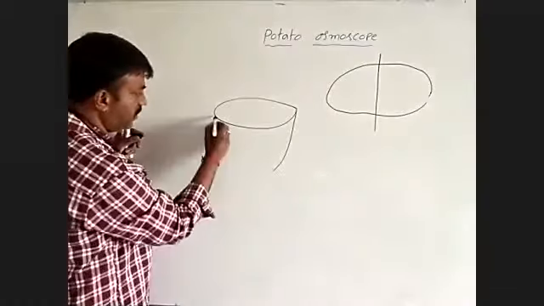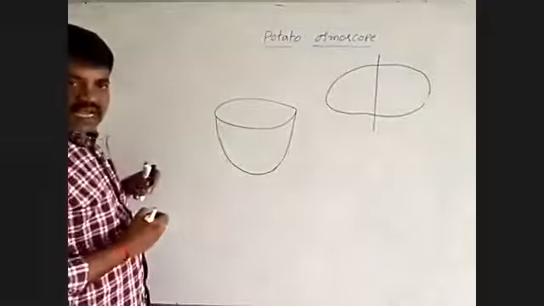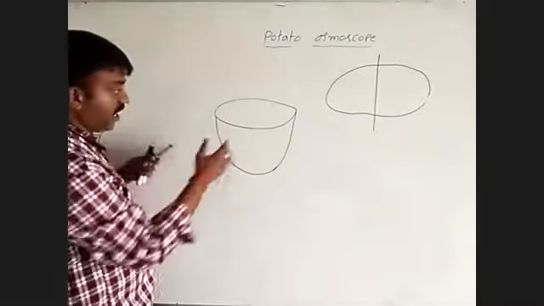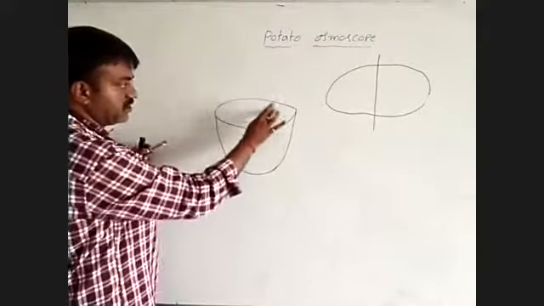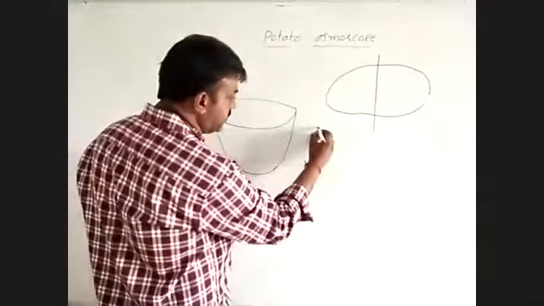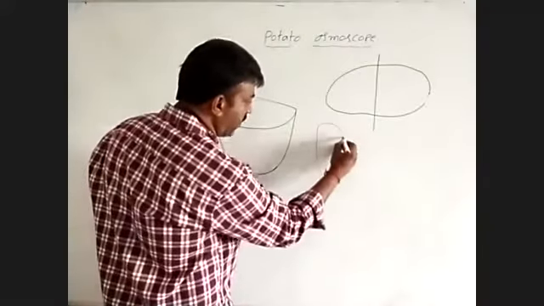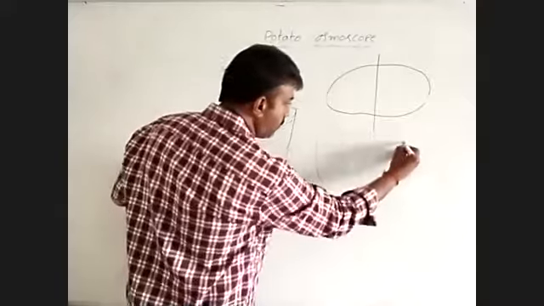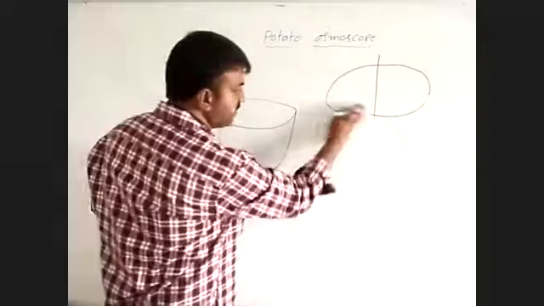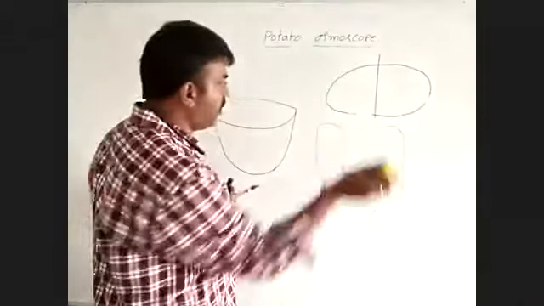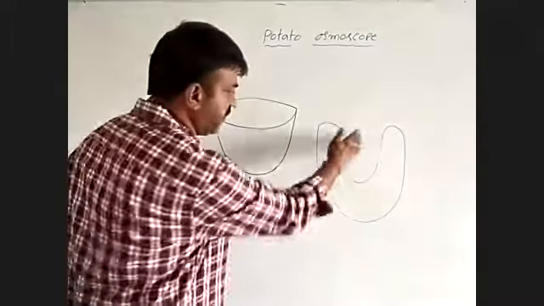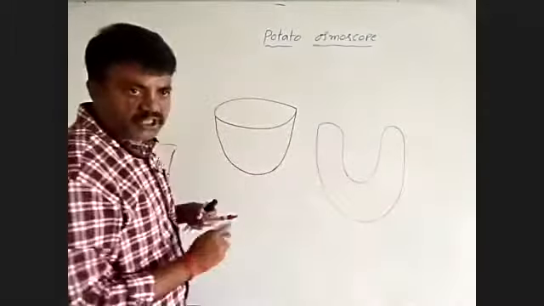This is half of the potato tuber. Now carefully remove the central tissues. Now it becomes a cup-like structure. Removing the central tissues forms a cavity. This is the cavity. It looks like a bowl, cup shaped.